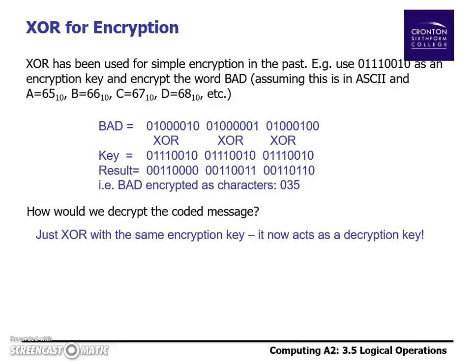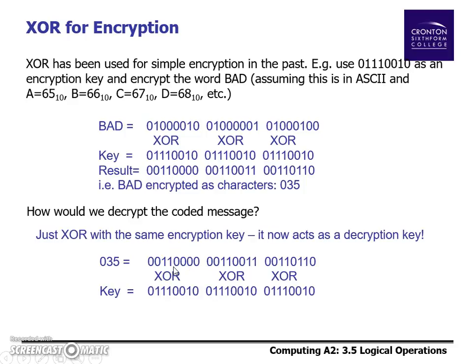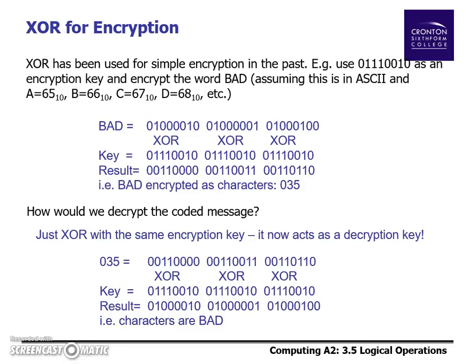Okay, so how would we decrypt the coded message? We would just XOR with the same encryption key, and it now acts as a decryption key. So the coded values in the ASCII character set would then be XOR'd against that key to give us the characters BAD. Okay, this is very similar to something called the Vernam cipher. So if you want to go and have a look into the Vernam cipher in more detail, please feel free to do so. Okay, and that's it for topic 5.